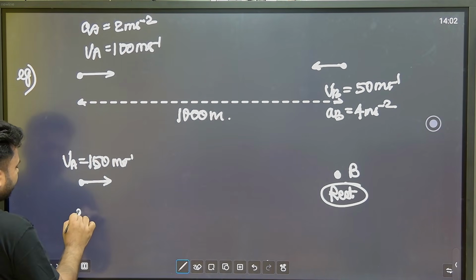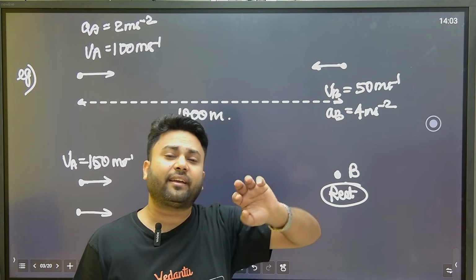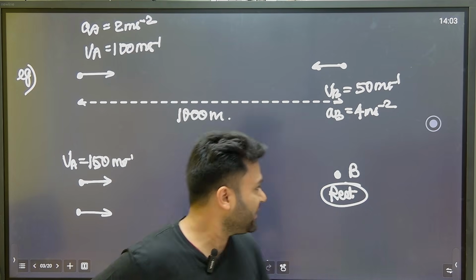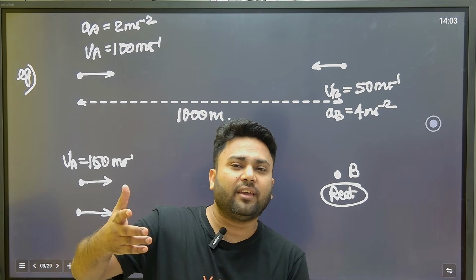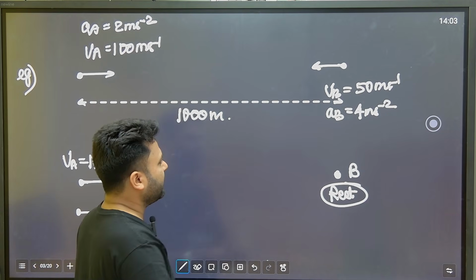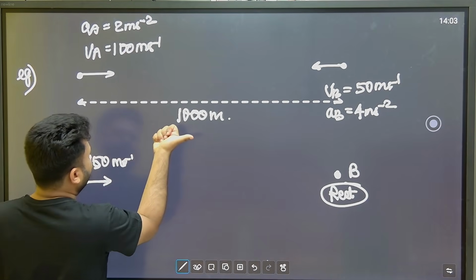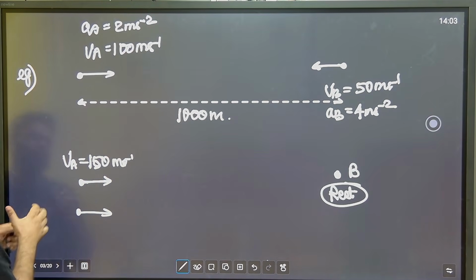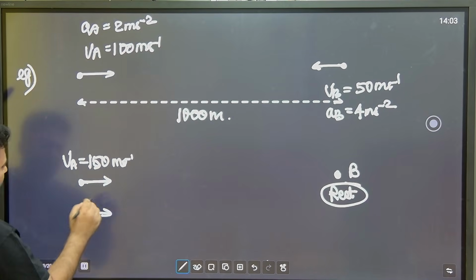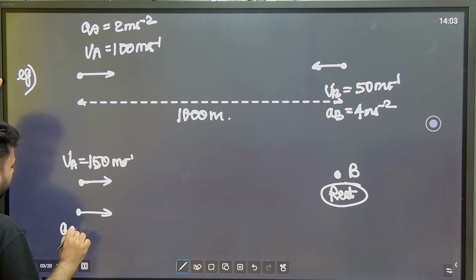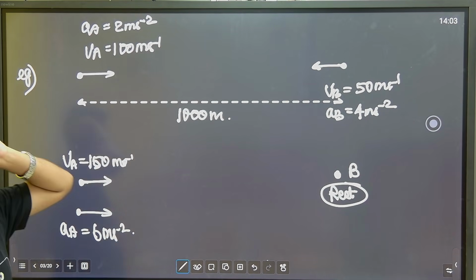What will be the acceleration of A similarly? Again, what I am saying, B will give its acceleration to A. What was the acceleration of B? 4. It will give its acceleration to A, but in opposite direction. Acceleration of B was here, so it will give in this direction, right direction. So actually, train A was having acceleration 2 in this direction. Now it gets 4. So net acceleration of A will become 4 plus 2, 6 meter per second square. Understood?